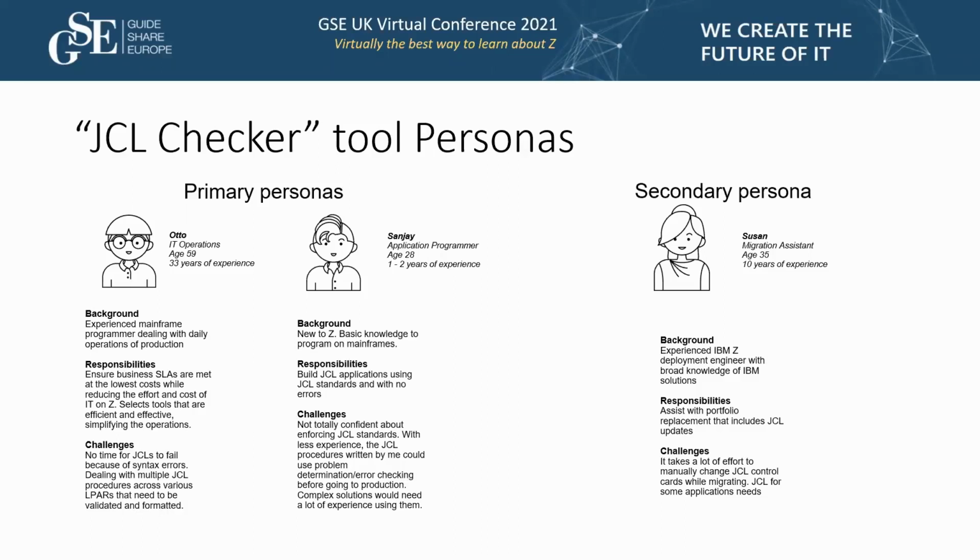Finally, as a secondary persona, we see the migration assistant. They are experienced in IBM Z deployment solutions. Usually they help our customers migrate from competitor products to IBM products like the scheduler. In their job, they are used to making changes to the JCL to adapt it to the new scheduler, for example. The challenge is that on one hand, they have to change it manually, even if the change is repetitive, like changing a site rule or something needed by the new scheduler, and it is time consuming. The other challenge is that they want to be sure that everything is correct once they complete the changes to the JCL.